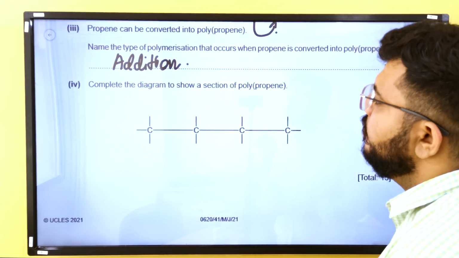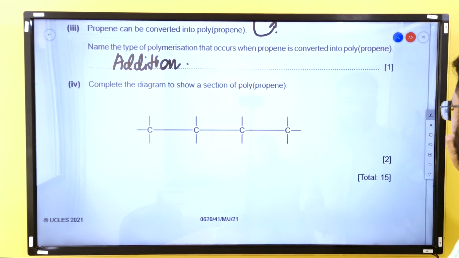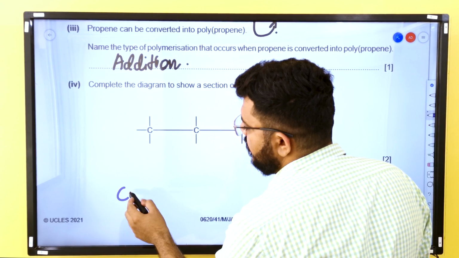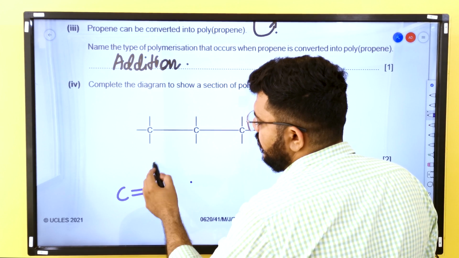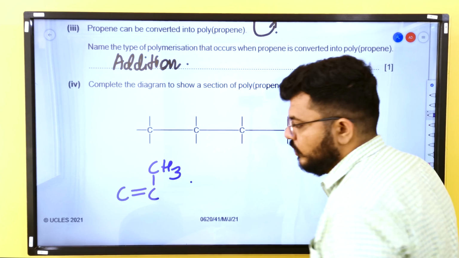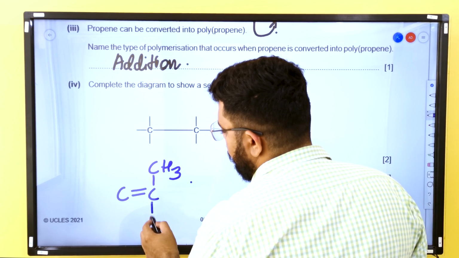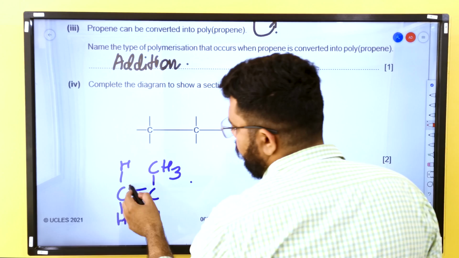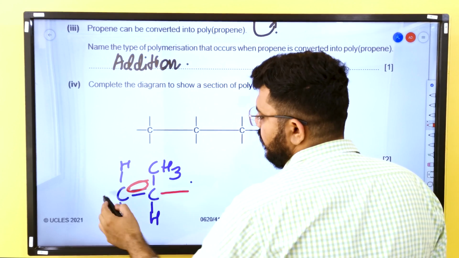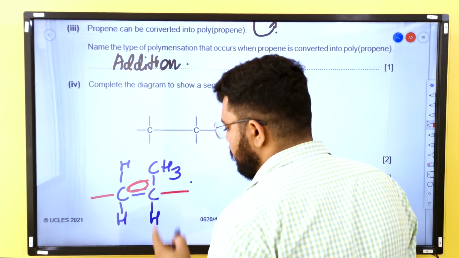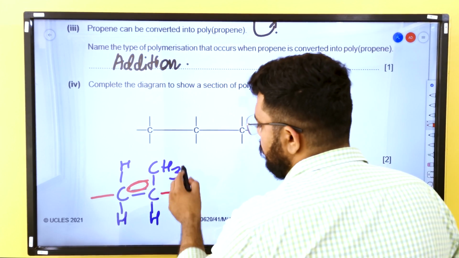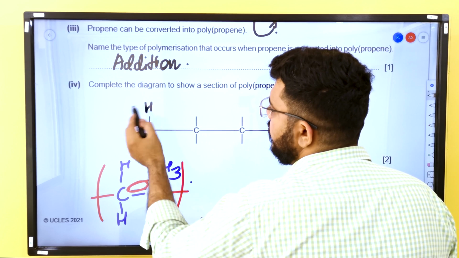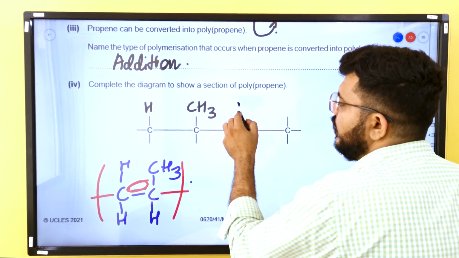Question number 4. Complete the diagram to show a section of polypropene. Now, let us just simply draw one diagram, right? We have the propene given to us like this, correct? Let's take that CH3 is here, okay? And 1, 2, 3, one hydrogen here. For this, one hydrogen here and one hydrogen here. What is going to happen is one of these double bonds is going to break and it can accommodate more carbons here. This is how the polymerization takes place. So this becomes our monomer. Let us draw the repeat unit now. So I'll alternatively draw H, CH3, H and CH3, right?